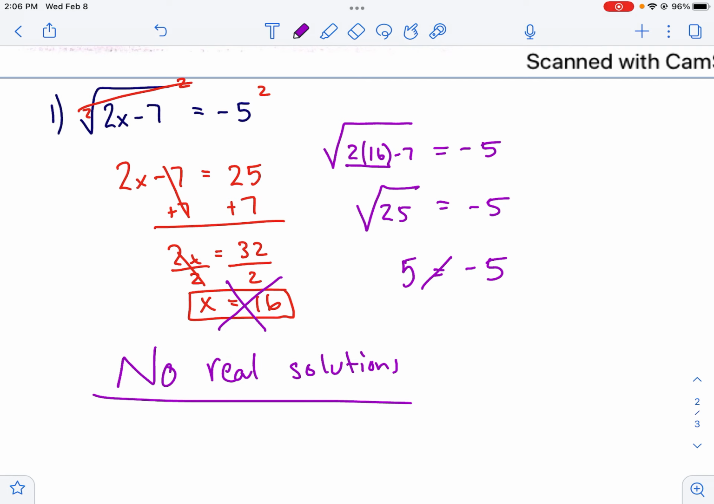Sometimes you have two solutions, and only one of them is valid. But in this case, we only had one solution, and it wasn't valid. So there's no real solution.